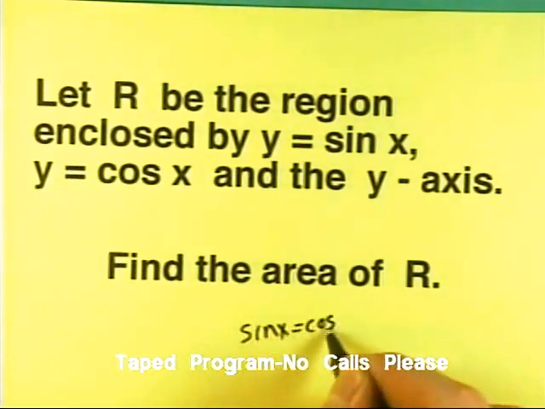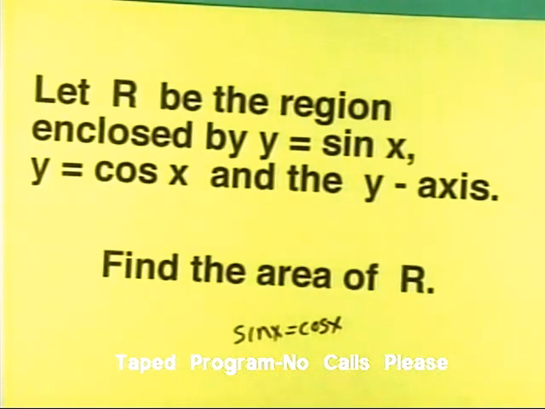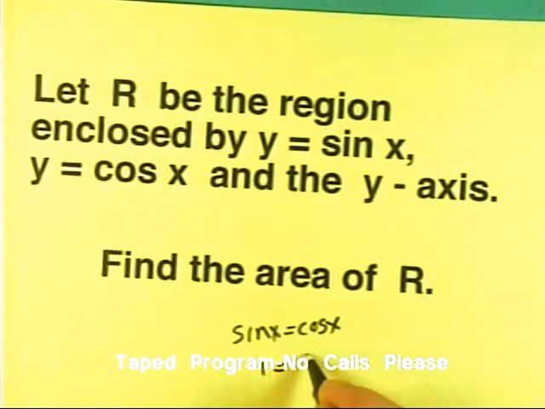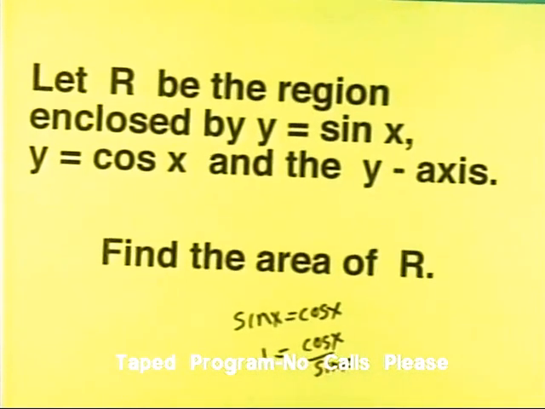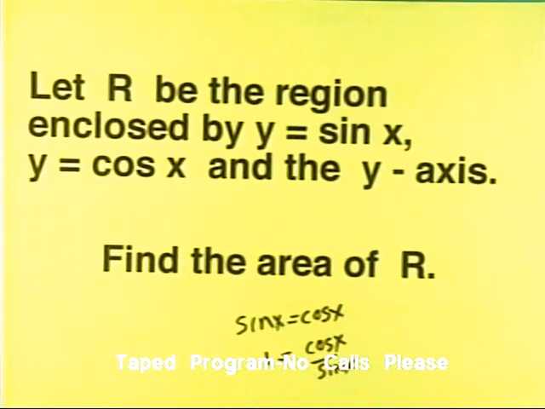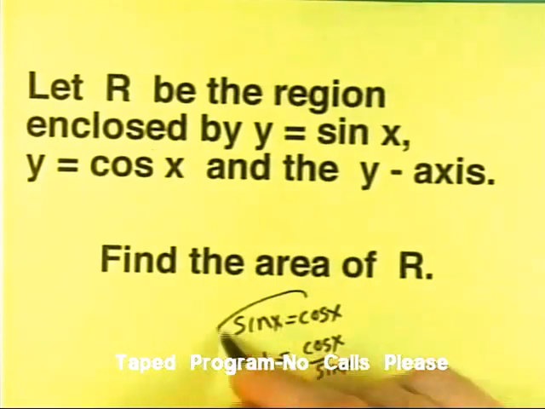What do we do? Divide by the sine. Yes. So 1 is equal to cosine x over sine x. What do we do now? That is cotangent. So cotangent is equal to 1. What's the answer? So it's 45. Yes, it's 45, so pi over 4. You have to know that.